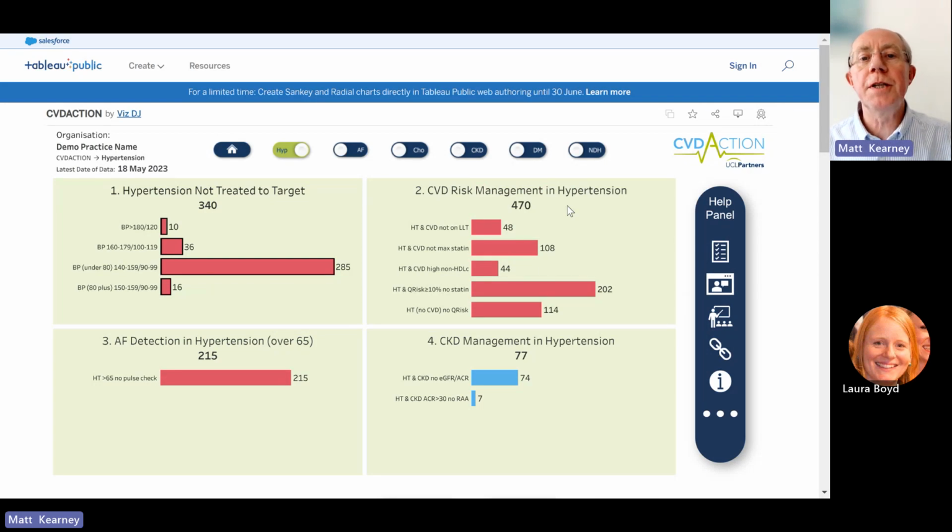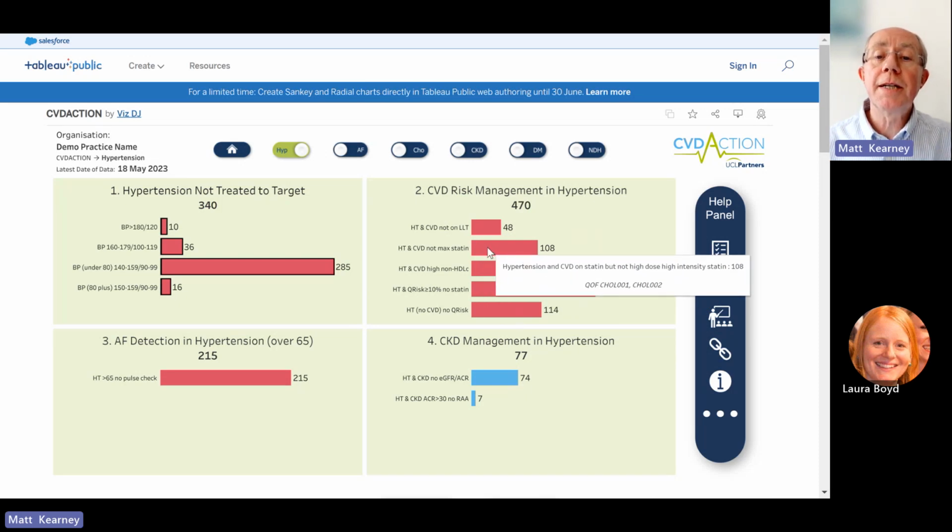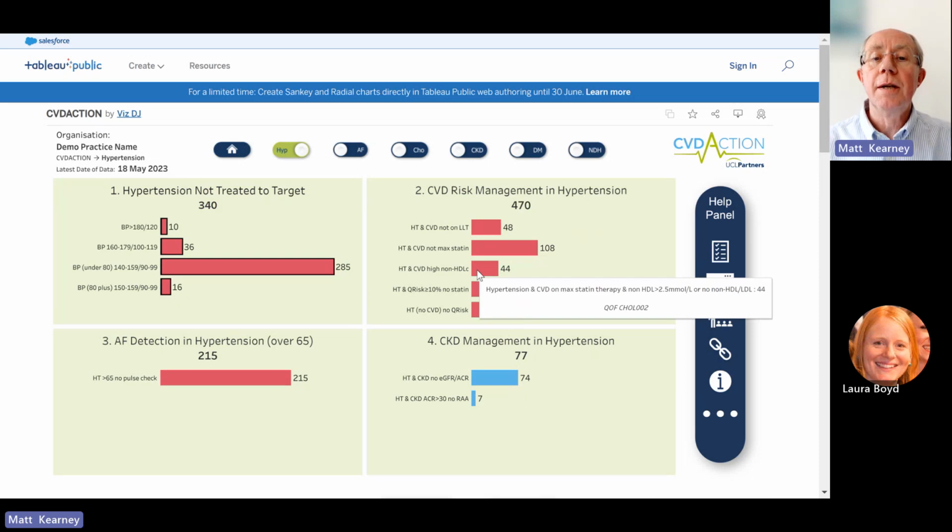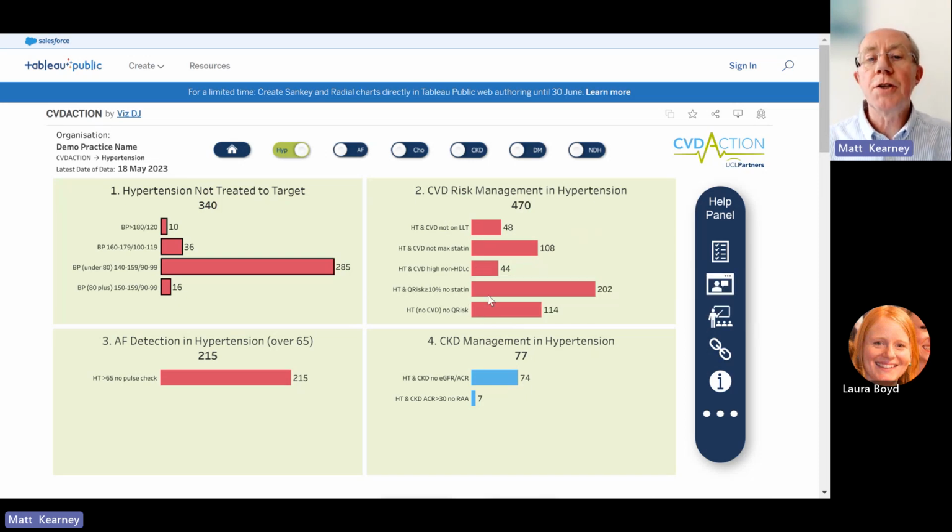Now, in the second panel, this is broader cardiovascular risk management. The first group, patients with hypertension and CVD who are not on lipid-lowering therapy, and then patients who are on suboptimal statin doses or on maximal statin doses, but non-HDLC not treated to target. And then there's patients with hypertension and a QRisk above 10% or who've not had a QRisk. So we can break it down into groups, manageable populations of patients. We can decide how to prioritize and who to review and in what order.